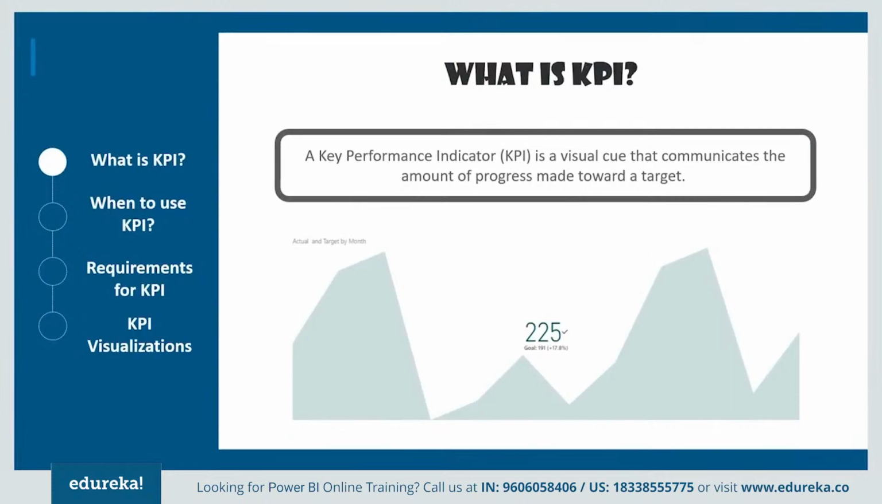So a lot of you might wonder, what is KPI? A KPI, or a key performance indicator, is a visual cue that communicates the amount of progress you've made towards a certain goal. It basically demonstrates how effectively a company is achieving key business objectives. Organizations use KPIs at multiple levels to evaluate their success in reaching targets, both internally and externally. High-level KPIs may focus on the overall performance of the enterprise, while low-level KPIs may focus on internal things like employees in departments such as sales, marketing, etc.